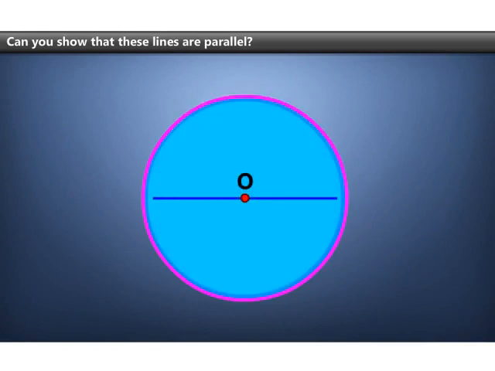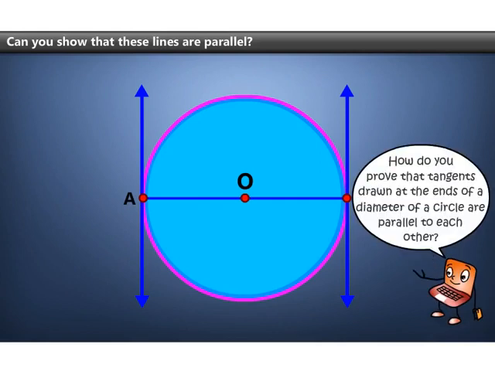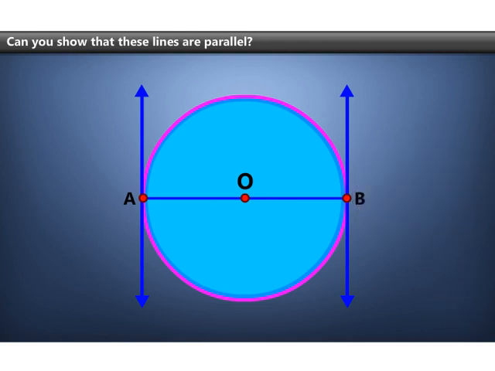Tangents are drawn at the ends of a diameter of a circle. How do you prove that tangents drawn at the ends of a diameter of a circle are parallel to each other? To prove this, let us draw two tangents PQ and RS at points A and B.